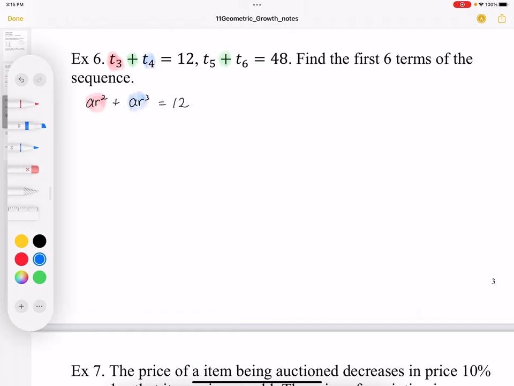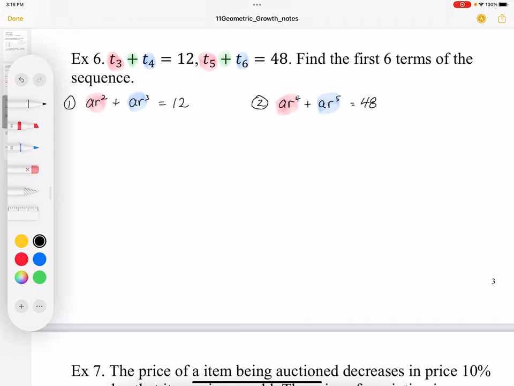And then we need to do the same thing over here. We'll write T5 and T6 in terms of A and R. I'm going to call this equation 1, because we have two variables, so we're really going to have a system of equations here. Equation 2, we're going to write as AR^4 plus AR^5 equals 48. Okay, and that's going to be those two terms. I'm just going to highlight them so that we can keep tracking a little bit better.